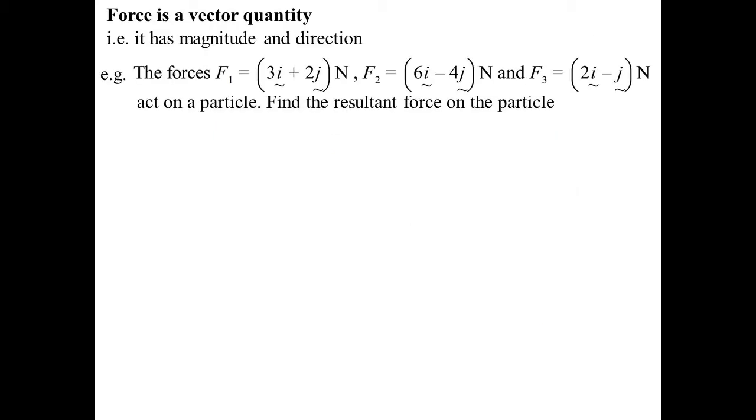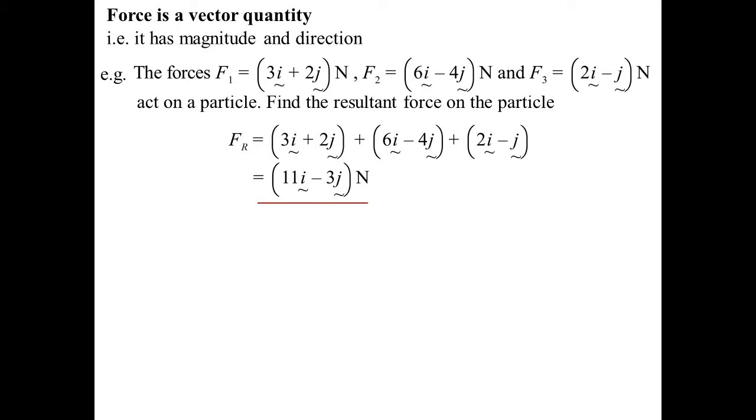So we've got these forces, three forces. One's in the direction 3i plus 2j, others 6i minus 4j, and a third one 2i minus j. So what is the resultant force? So all these forces are acting on a particular particle. What's the result of them all? Well, we simply just add them all together to find out what the result is. And so we'd end up with 11i minus 3j.